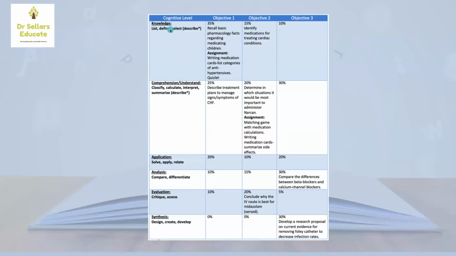We have knowledge, which we know is the lowest level. The specific verbs that are listed here are list, define, and select. I have described here with an asterisk for 2 reasons. Number 1, I don't want you all to get confused, but you will see describe show up depending on the textbook that you're using and the reference that you're citing. You could see describe show up under knowledge, or it could also show up under comprehension or understand. But don't let that confuse you.